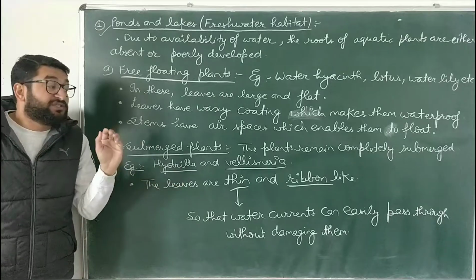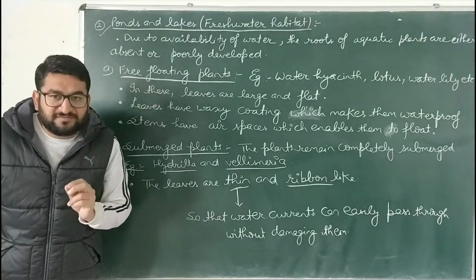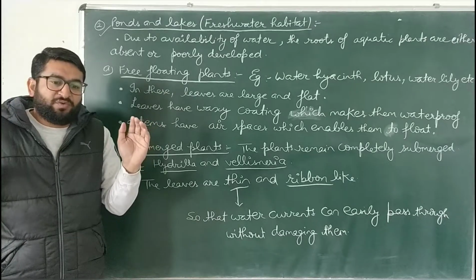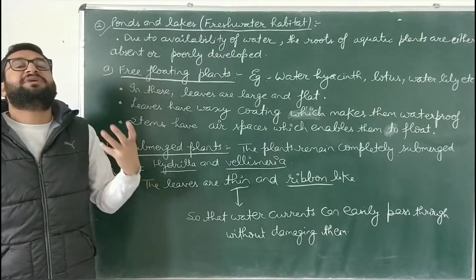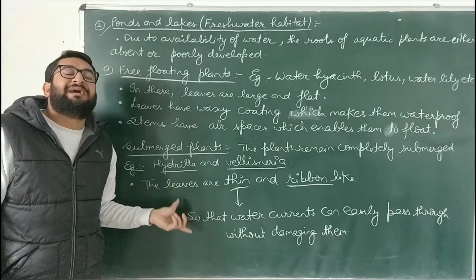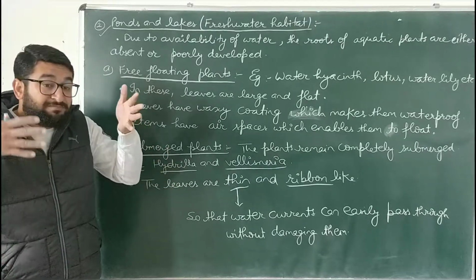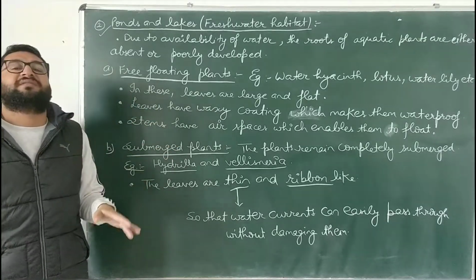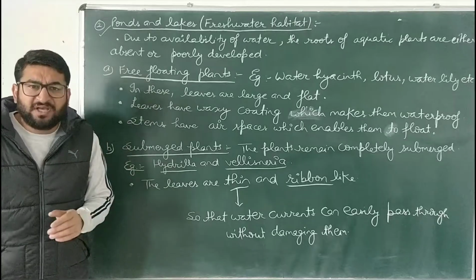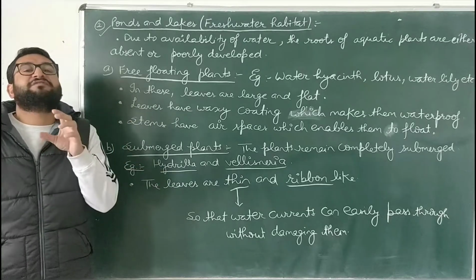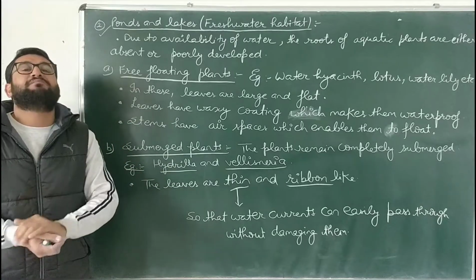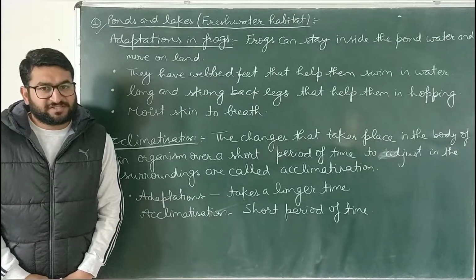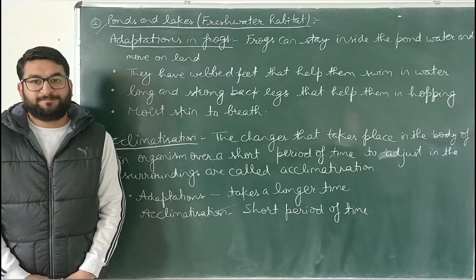So they have thin and ribbon-like leaves so that the moving water currents or waves cannot harm or damage them. They can easily pass through them and do not damage or destroy the leaves. So these are the adaptations in free floating plants and submerged plants found in the freshwater habitat. Next we discuss adaptation in frogs.